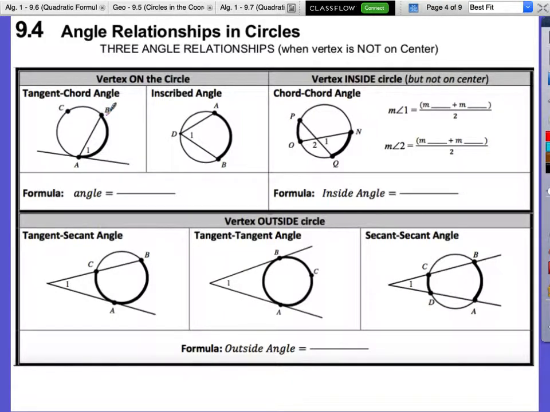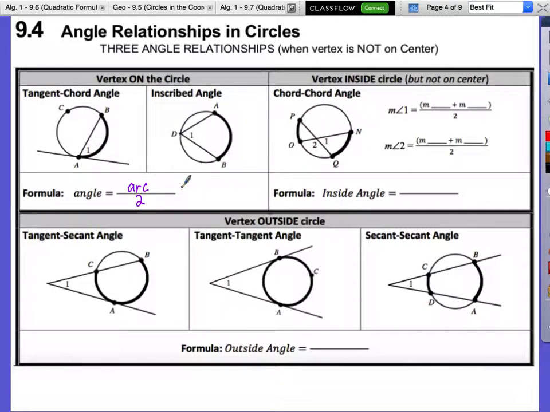And it's going to be the same thing for this. We take this arc, and we divide by 2. So the formula is the angle is equal to your arc divided by 2. So the angle is equal to whatever your arc is divided by 2. That's whenever your vertex is on the circle.